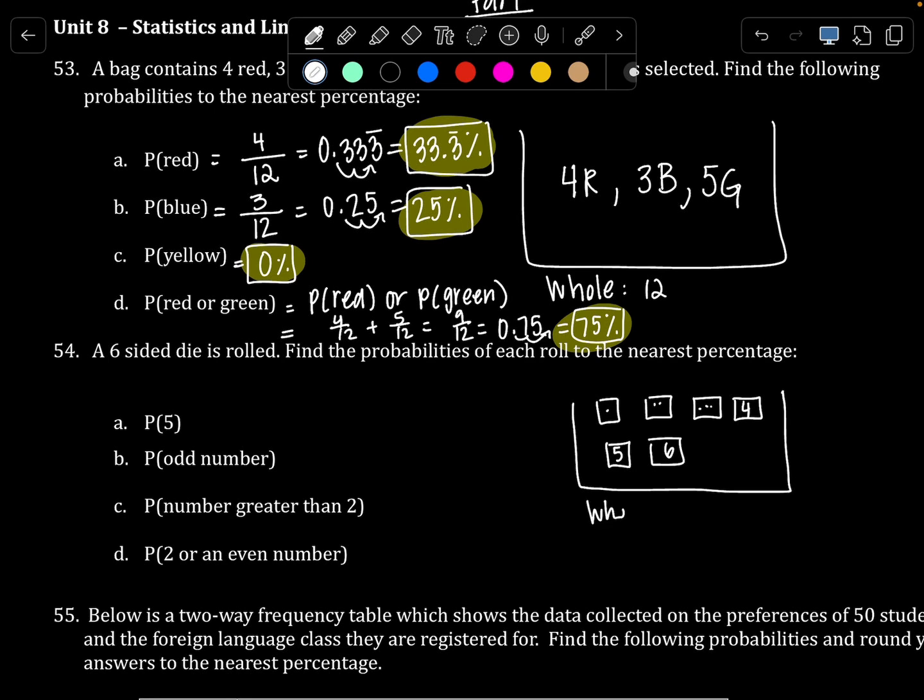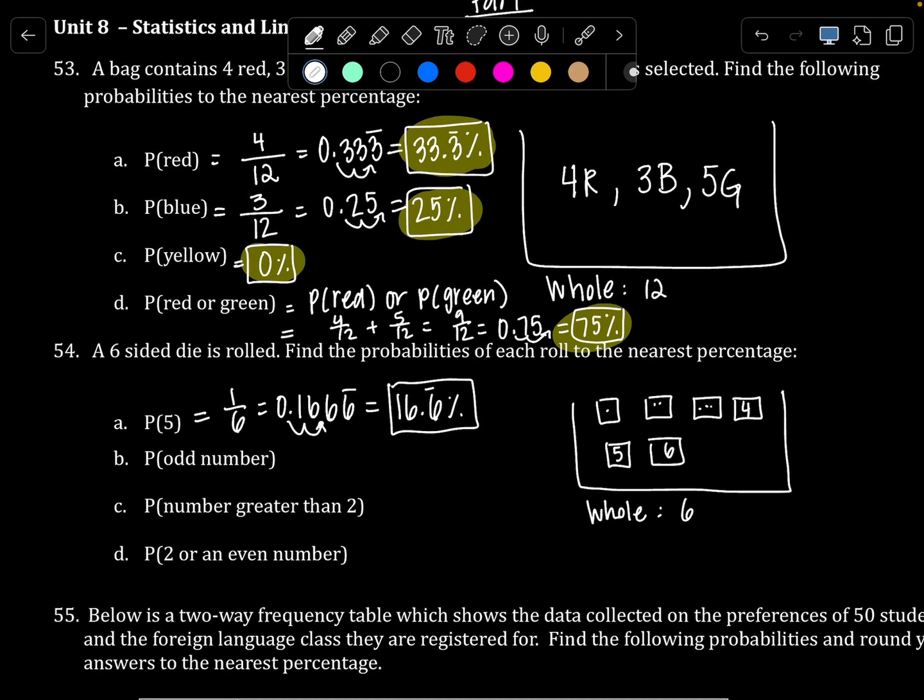Total, or the whole, because we're still finding part over whole, is how many faces do we have? How many different numbers? 6. What's the probability of you rolling a 5? 1 out of 6. 1 out of 6 is 0.1666 repeated. Multiplied by 100, it's 16.6% approximately with the 6 repeating.